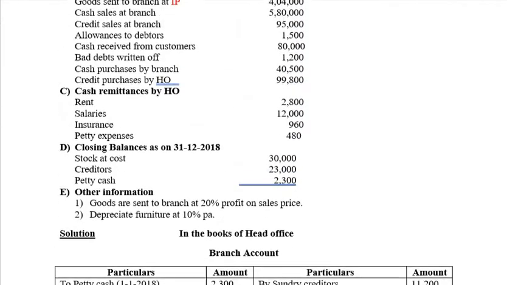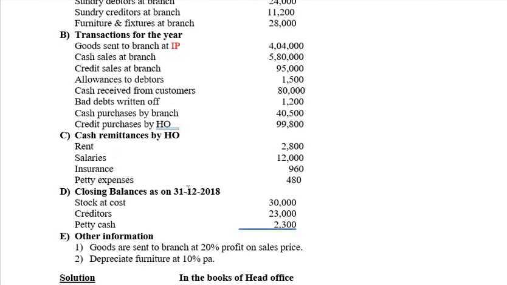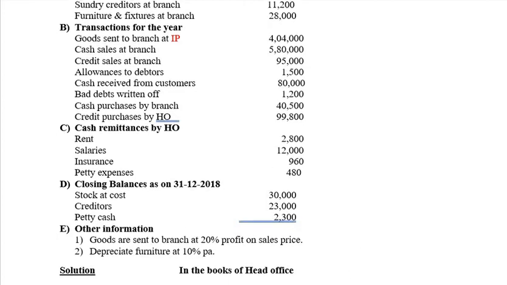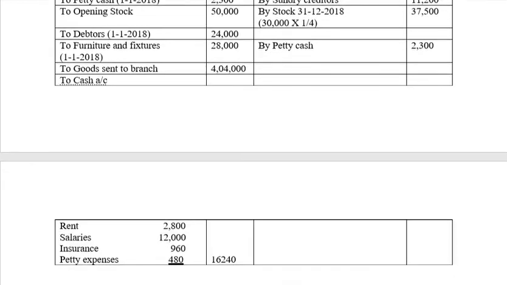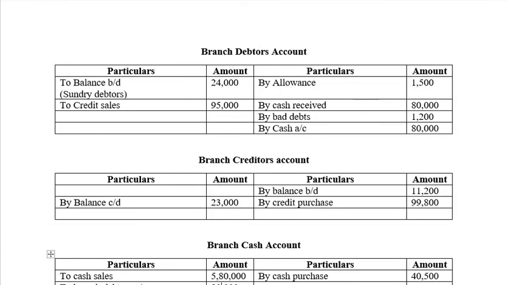Next is credit purchase. Credit purchase by head office. Cash purchase is 40,500. Credit purchase by head office is how much? 99,800. So this will go to the creditors account. So let's go to the creditors account. In creditors account, by credit purchase 99,800. Next, after this, what's the next entry?